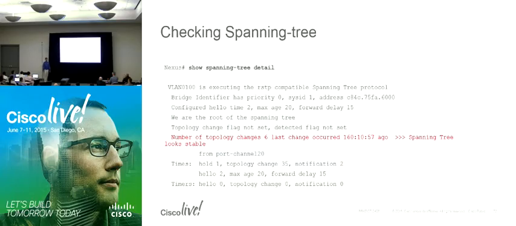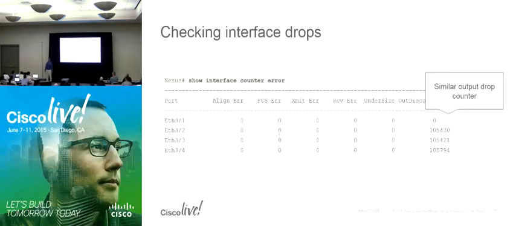So I checked through spanning tree. Spanning tree looked very stable. So, I don't see too many TCNs. So if spanning tree is stable, okay, let's move on, right? We've kind of ruled out spanning tree being the culprit, even though spanning tree is a bad protocol, it's not always the culprit. So interface drops. Show interface counters errors.